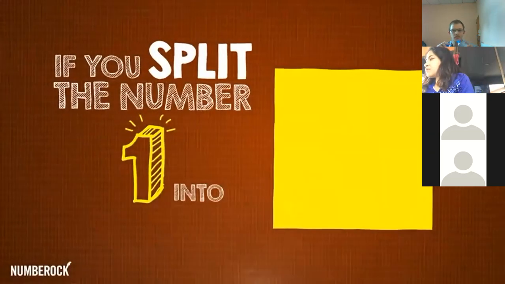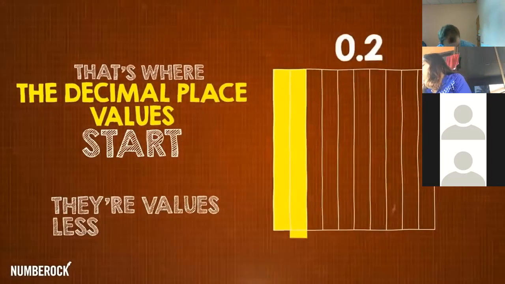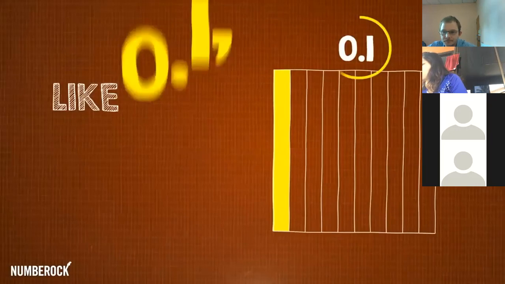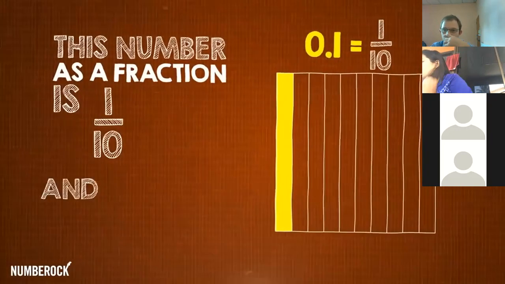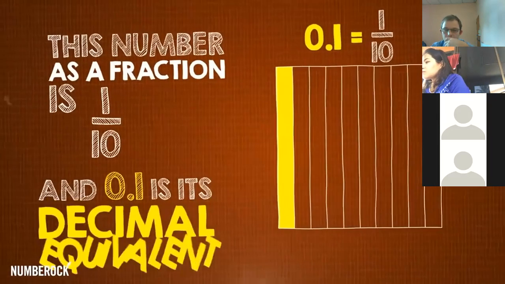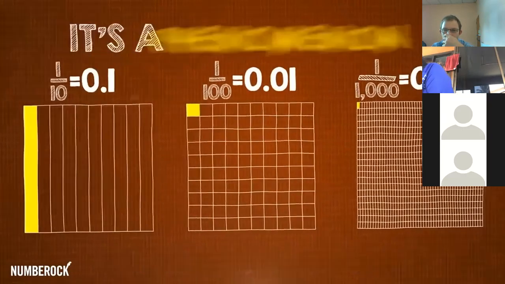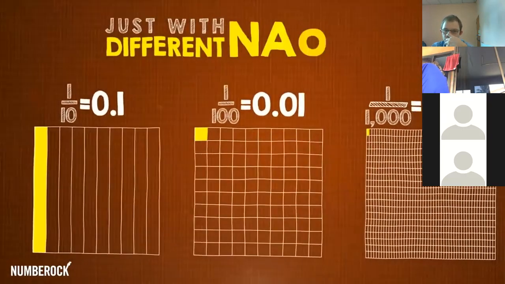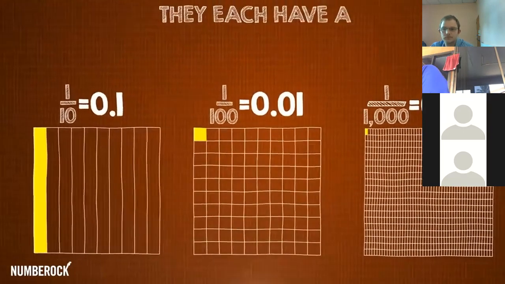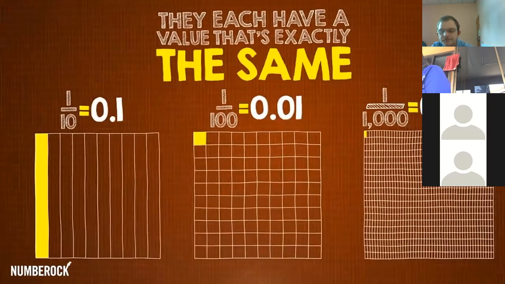If you split the number 1 into 10 parts, that's where the decimal place values start. The values less than 1 are quite small, like 0.1, which is a decimal, y'all. This number as a fraction is 1 over 10, and 0.1 is its decimal equivalent. Fractions over 10, 100, 1000, and on are all decimal numbers, it's a phenomenon. Decimals are fractions, just with different names. They each have a value that's exactly the same.